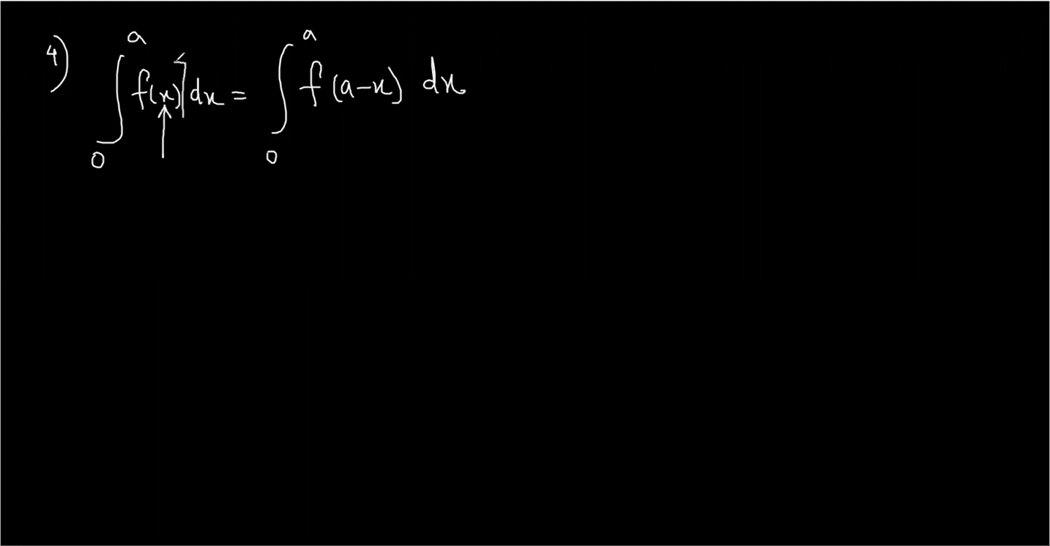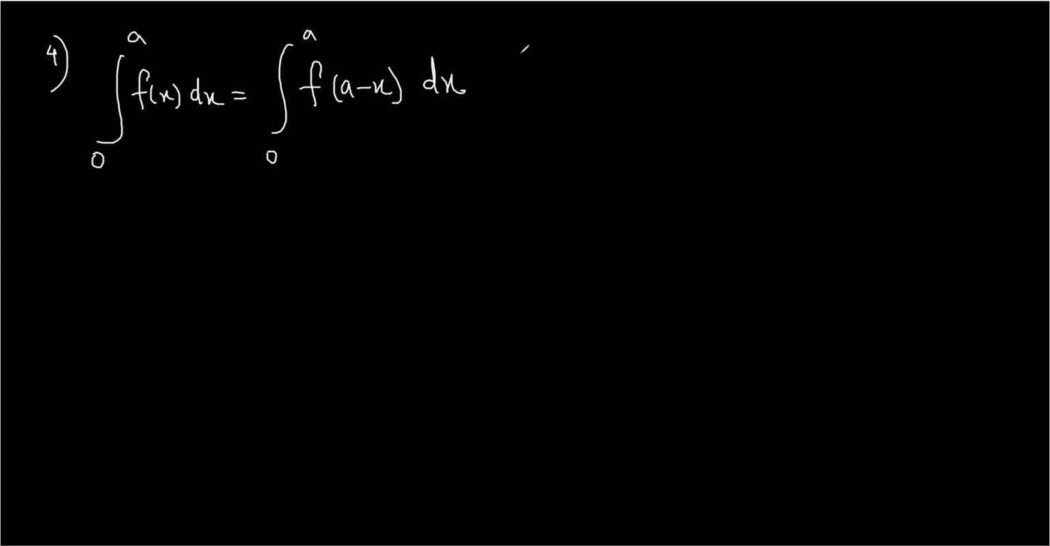This is the integrand. So here what I did, I kept the same interval 0 to a, and I kept the same function which is f. If I maintain this, I'll be able to write the variable x as upper limit minus x.